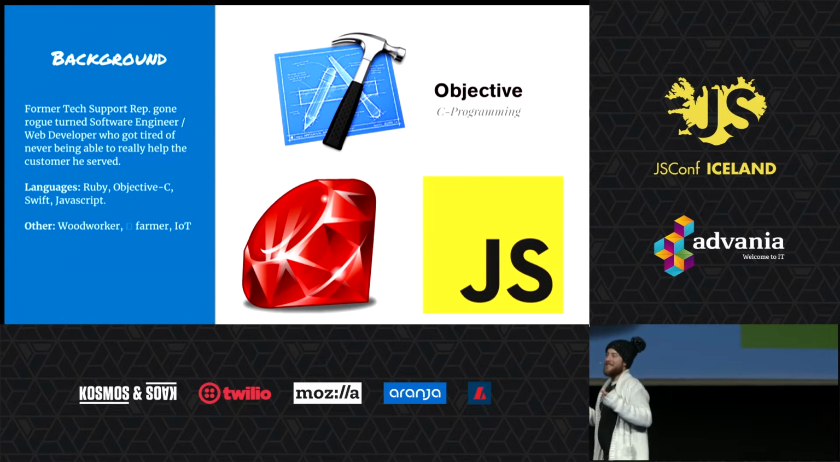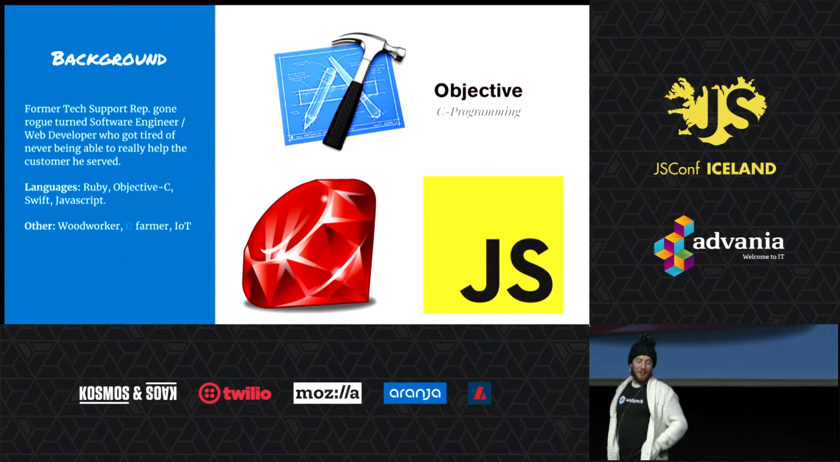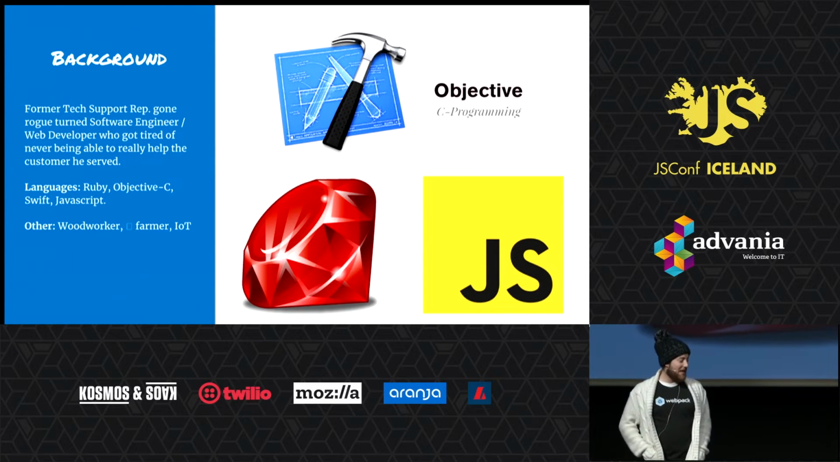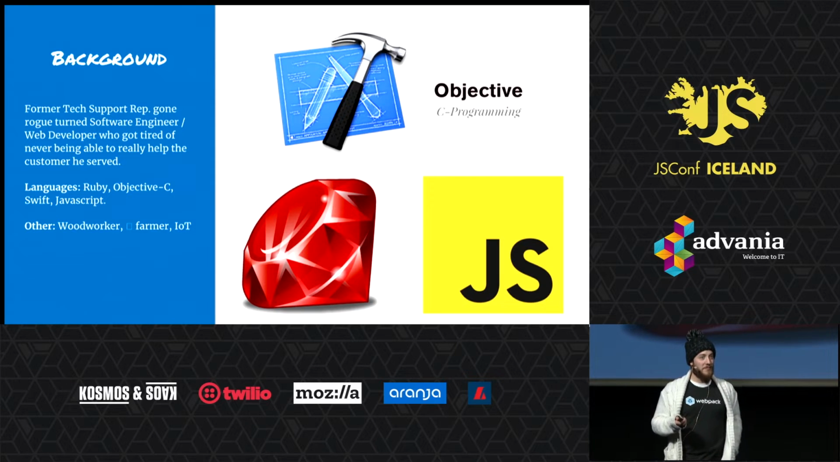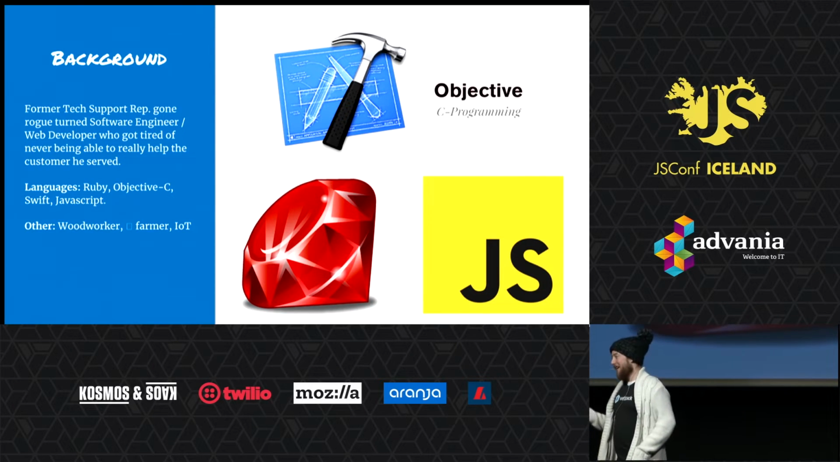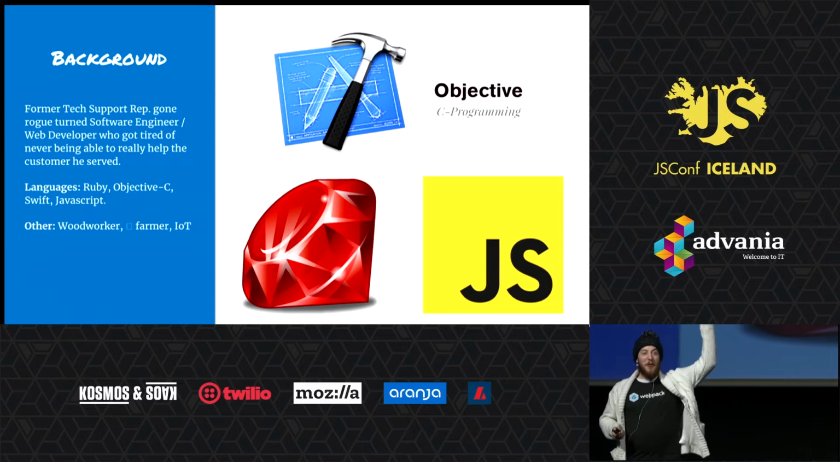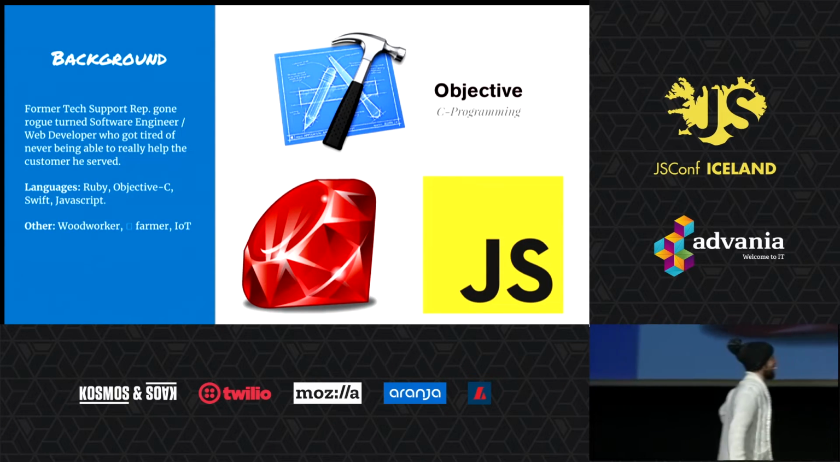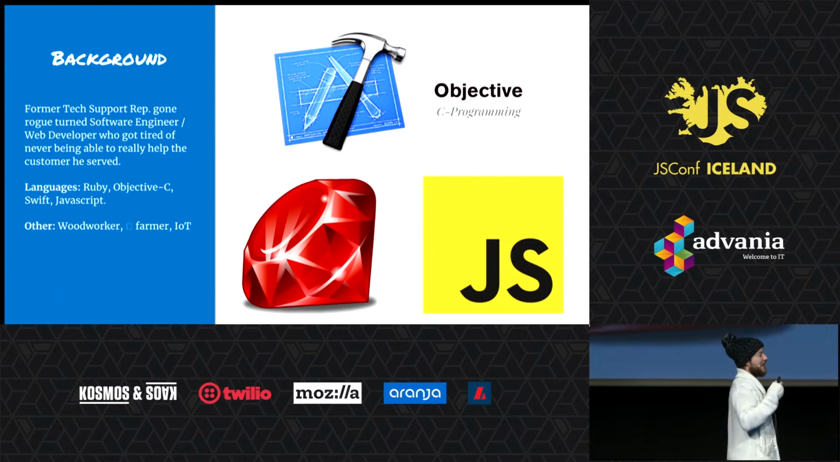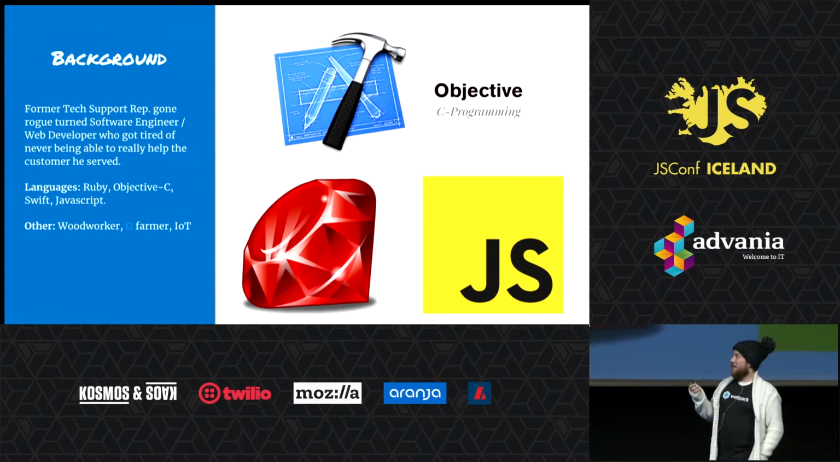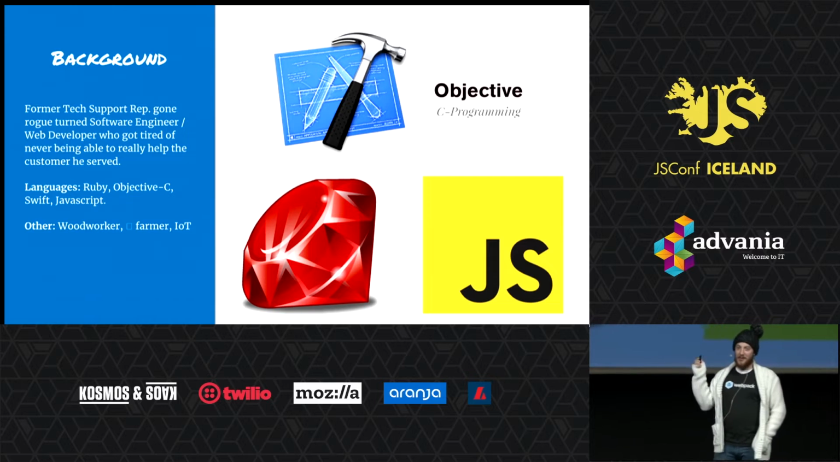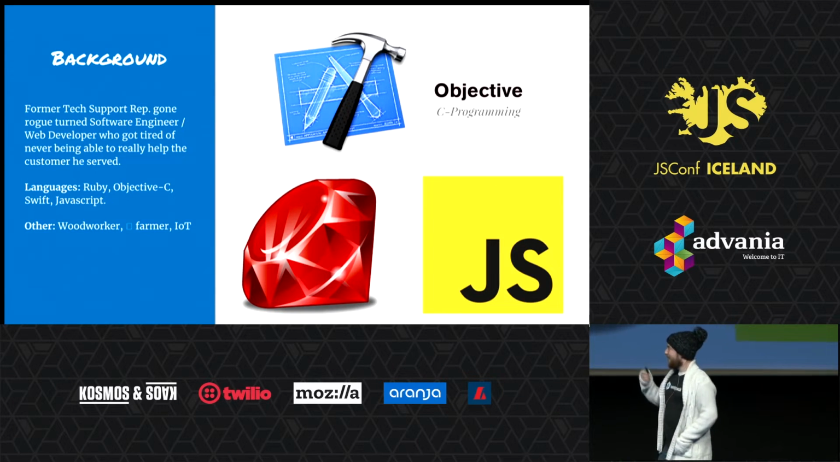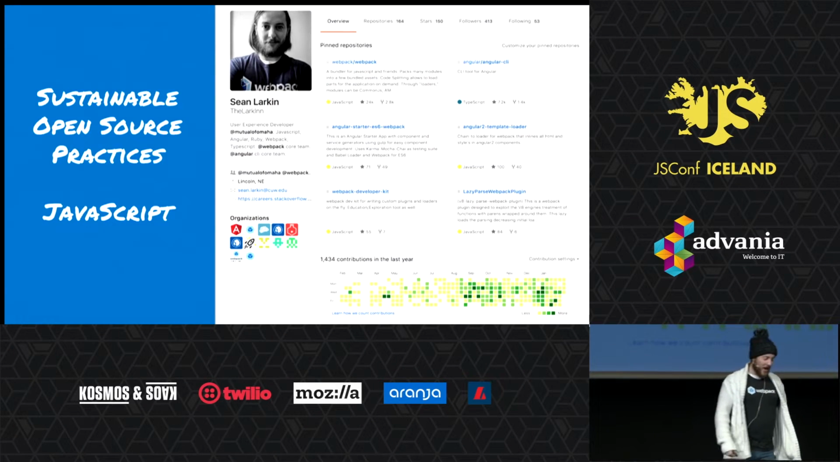A little bit about myself is I'm a technical support rep gone rogue. I got tired of not being able to solve people's problems, and so I started learning AppleScript. Who wrote AppleScript? That was my first programming language. And then Ruby, and then Objective-C, and then finally I found JavaScript. I also like woodworking and Internet of Things. But like I said, sustainable open source practices is probably one of my latest passions.